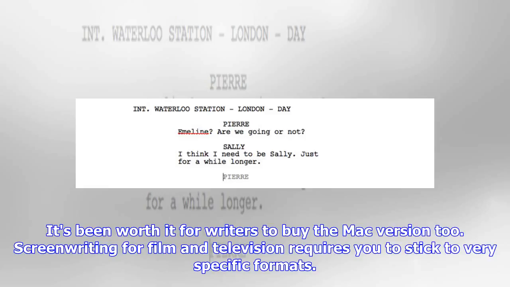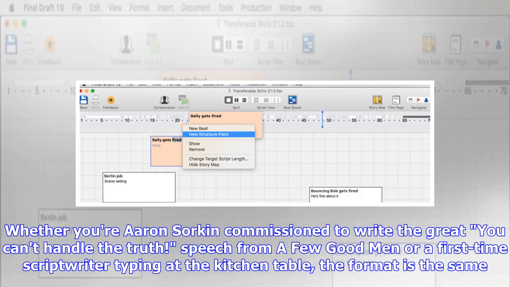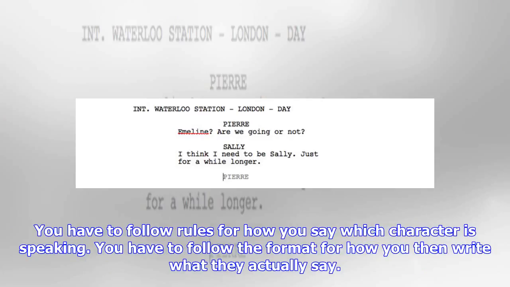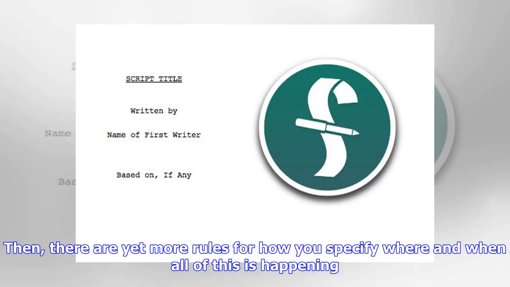Screenwriting for film and television requires you to stick to very specific formats. Whether you're Aaron Sorkin commissioned to write the great "You Can't Handle the Truth" speech from A Few Good Men, or a first-time script writer typing at the kitchen table, the format is the same. You have to follow rules for how you say which character is speaking. You have to follow the format for how you then write what they actually say. Then, there are yet more rules for how you specify where and when all of this is happening.